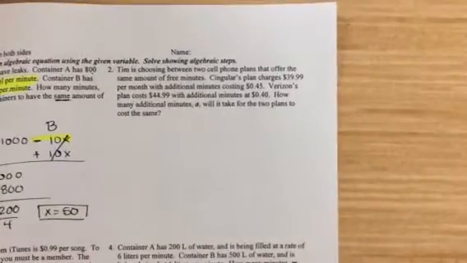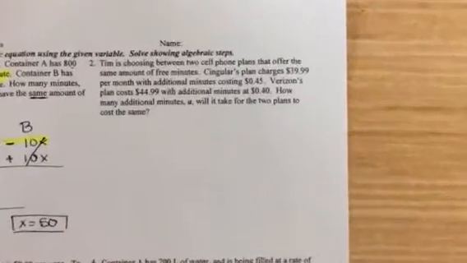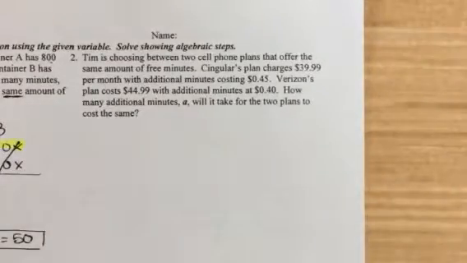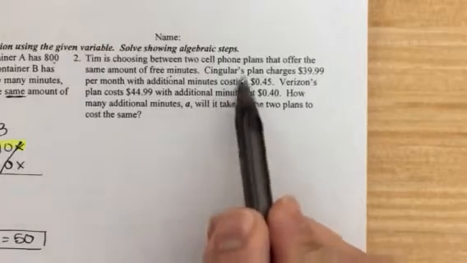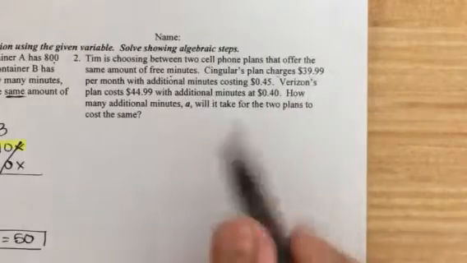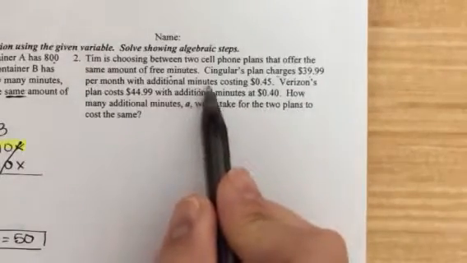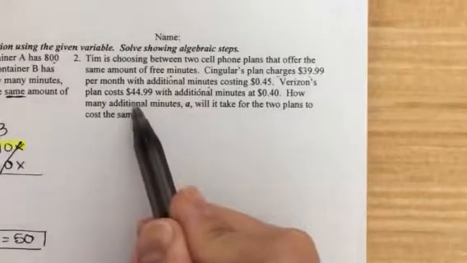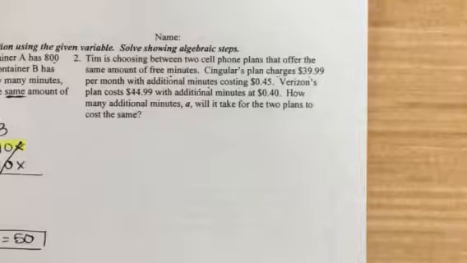Okay, and now let's do our last example here. Tim is choosing between two cell phone plans that offer the same amount of free minutes. Singular's plan charges $39.99 per month with additional minutes costing 45 cents. Verizon's plan costs $44.99 with additional minutes at 40 cents. How many additional minutes, A, will it take for the two plans to cost the same?